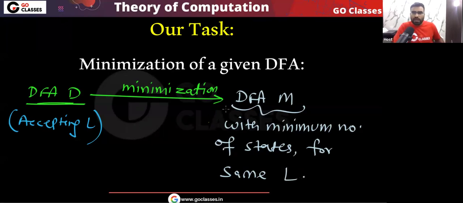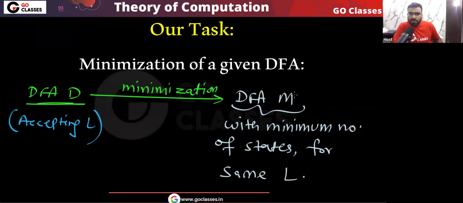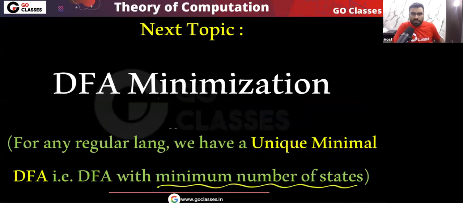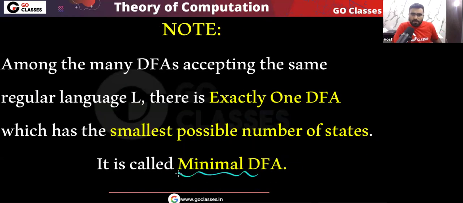So this is the idea, and we will call it minimal DFA. Is this clear? This type of DFA, the DFA with the minimum number of states, we are going to call minimal DFA, and in short we will write it MDFA. MDFA means minimal DFA.